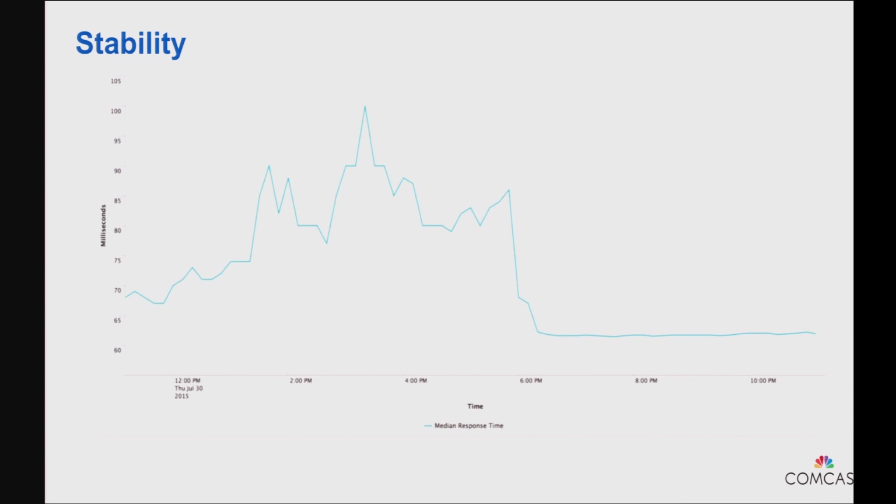So here you can see there's a big cliff, right? This is the median latency for their service. And you can see it goes from wildly variant and all over the place and super high, down to really consistent. Very stable after the switchover.